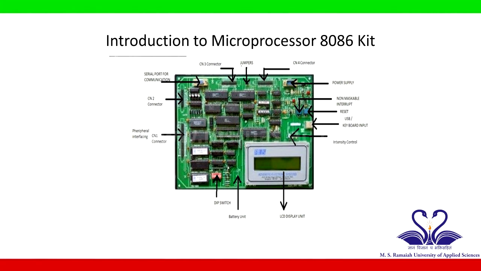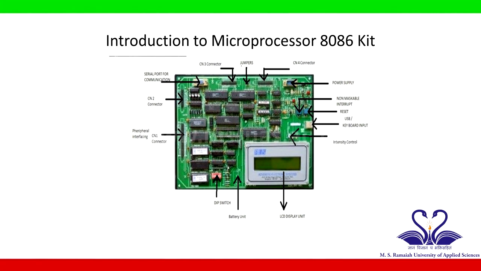There are two D-type connectors, one male and the other female. One is used as serial port for communication and other is used for connecting power supply. The dip switch at the bottom of the kit is used to select various modes of operation of 8086 kit. There is a small battery unit which is used to power various components which require power even when the power is turned off.